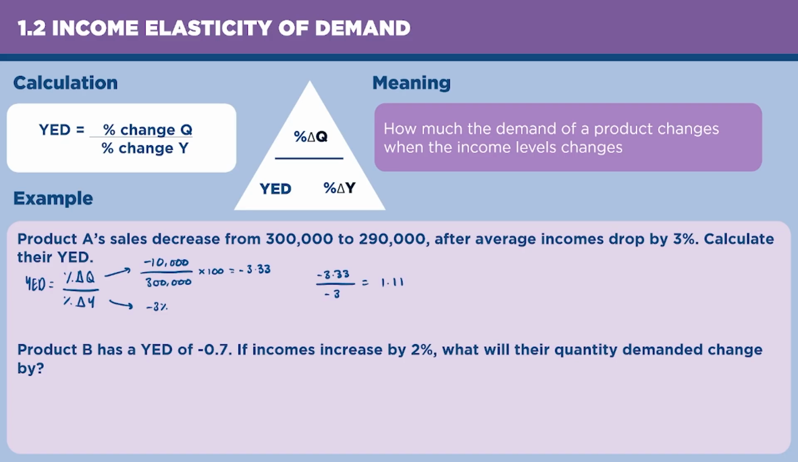Product B has an income elasticity of demand of minus 0.7. If incomes increase by 2%, what will their quantity demanded change be?